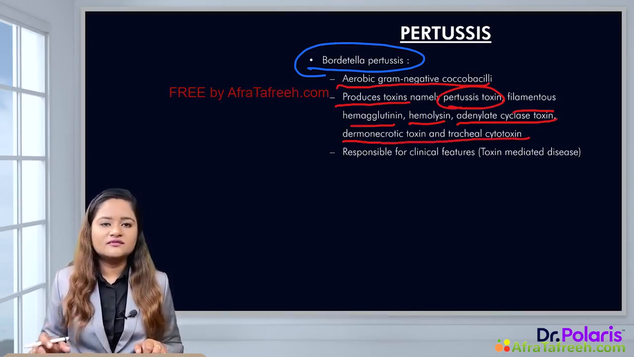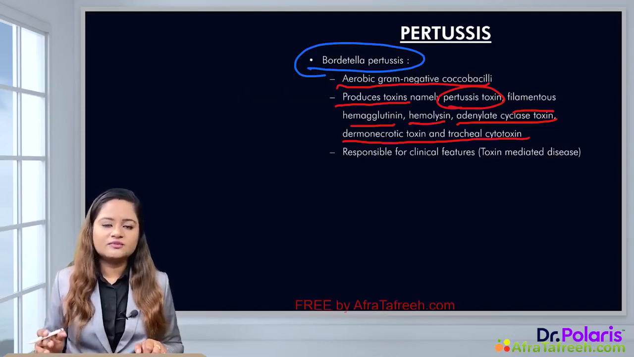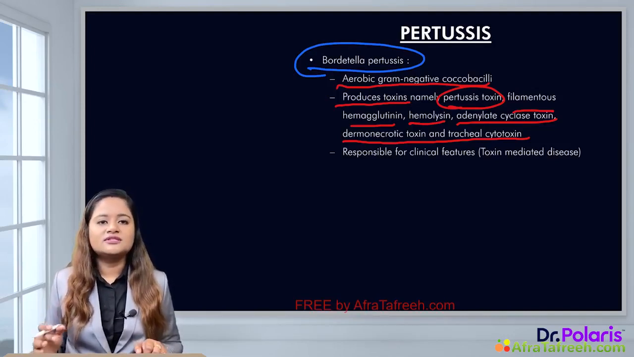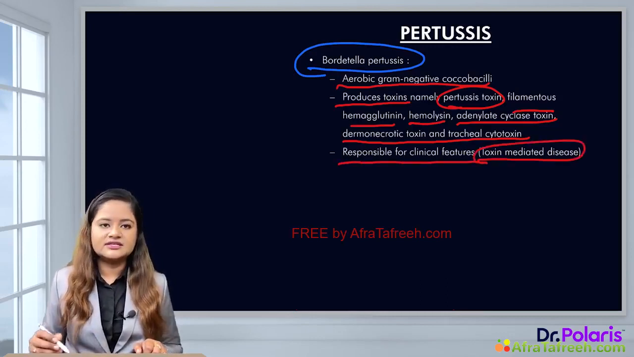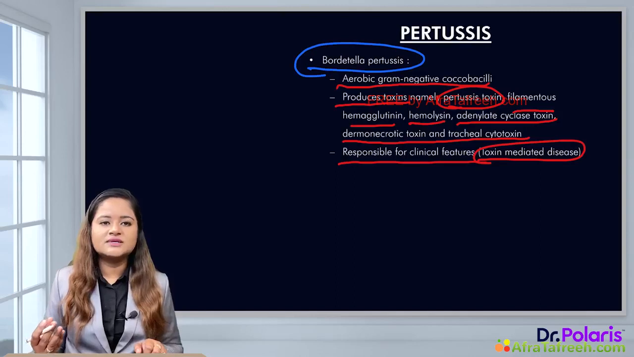and act on the different tissues, resulting into local inflammation and necrosis and further spread of this toxin through the route of blood. So it can spread in the entire body, resulting into clinical features of pertussis. It is responsible for the clinical features, that is toxin mediated disease. So like diphtheria, again pertussis is basically all because of the toxin that is released by the organism Bordetella pertussis.